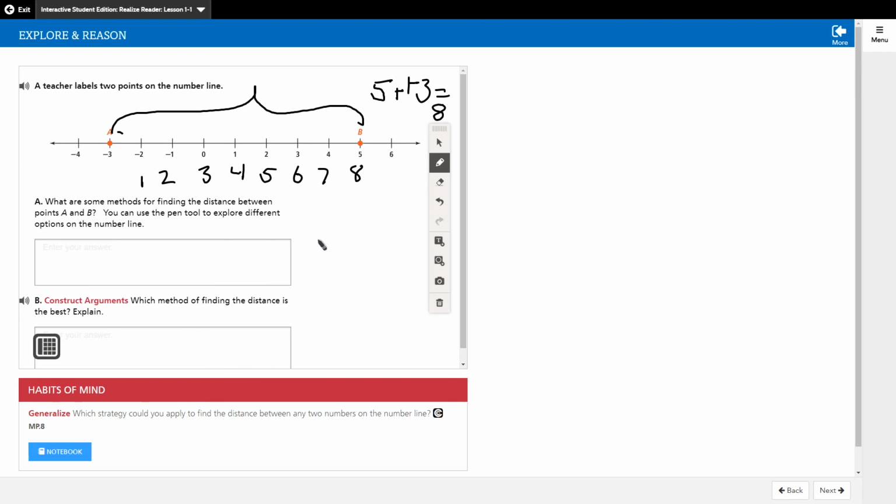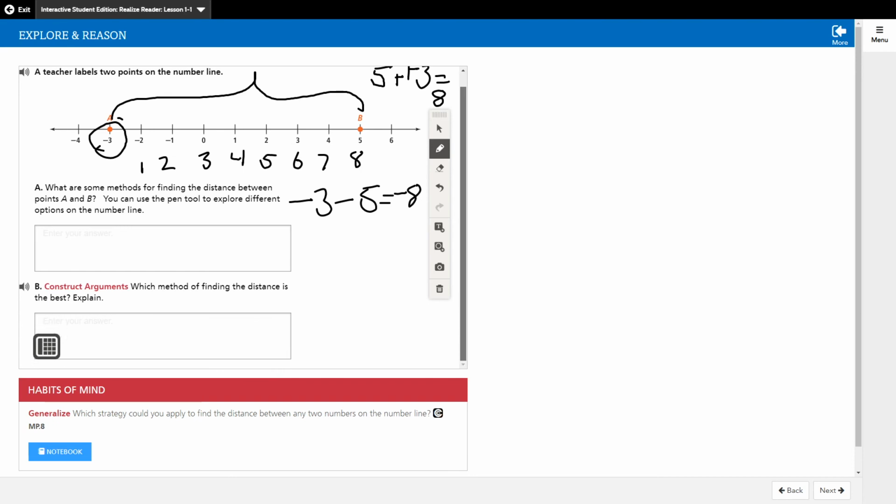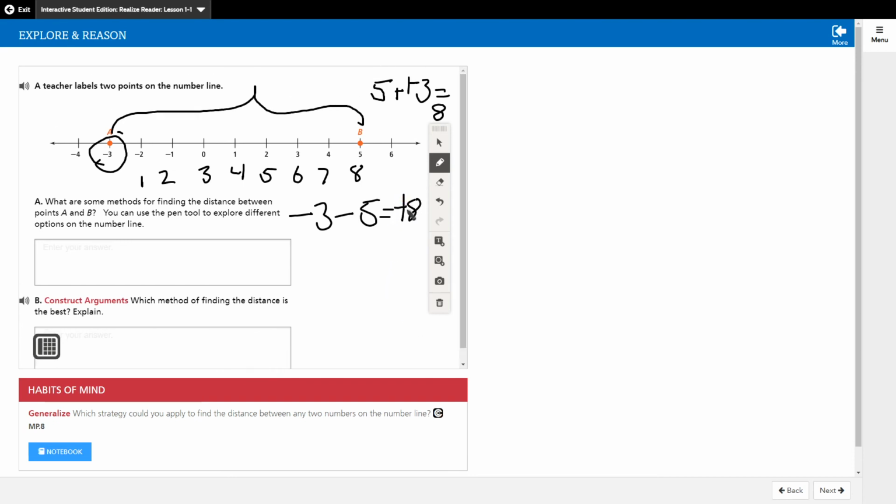Okay, so what if we went the other way? What if we started with this number right here? We went -3 minus 5. We would get -8. But we cannot have a negative number for a length. But that's okay, because you can always use the absolute value. Absolute value, remember, all absolute value means is if you have a negative number, you make it positive.